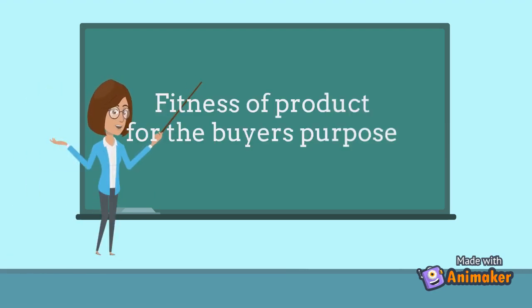Fifth exemption, fitness of product for the buyer's purpose. If the buyer mentions his purpose of buying the good to the seller, it is expected that the seller gives a suitable product for the desired usage, because it is implied that the buyer is relying on the seller's judgment.